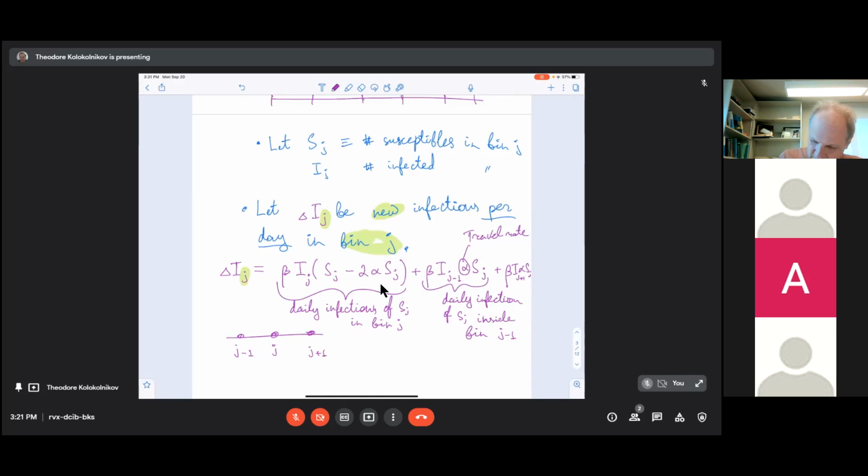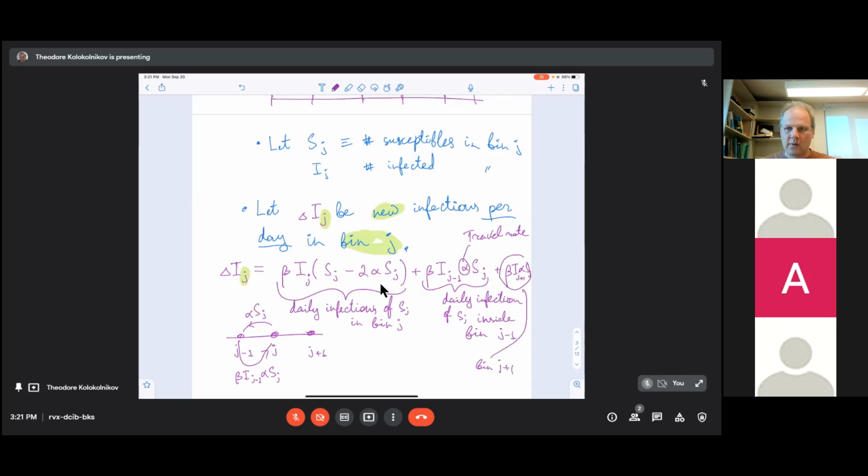I don't know how to do the arrows here, but basically there are some individuals that travel, and that rate is α times S_j. After they travel, they become infected with the rate β I_{j-1}, and all of that happens in the same day, or the same time interval Δt. And then this is the same thing, except traveling to bin j+1.